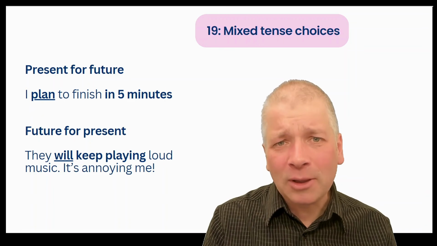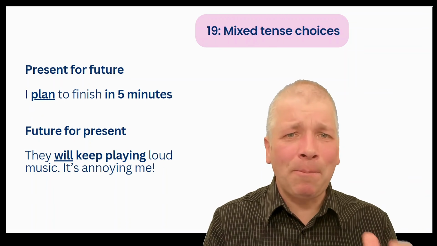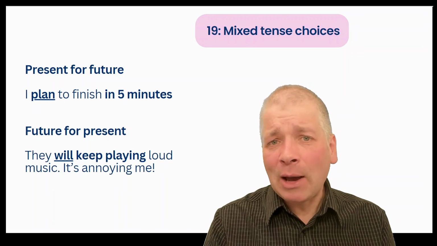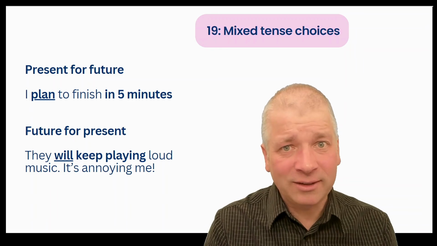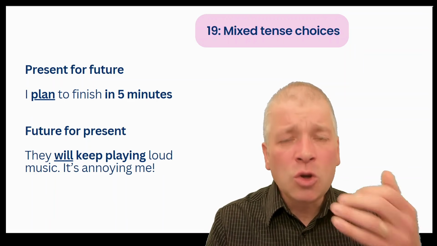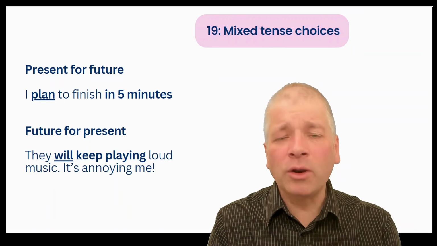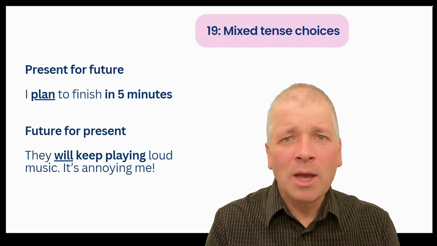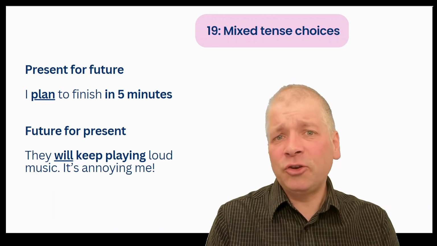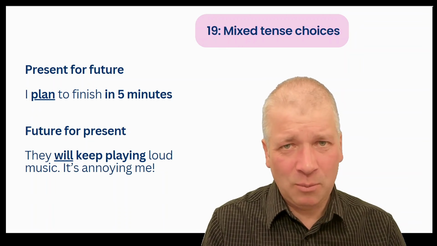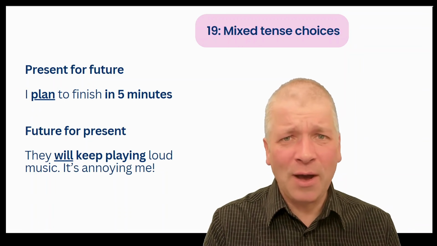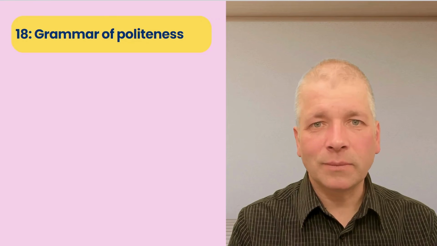Look at the example here. They will keep playing loud music. It's annoying me. Now here we use will, which normally indicates the future, but we use it to indicate an annoying habit that goes on over and over again. Use of the word will draws the attention to the fact it is annoying someone. They will keep playing loud music. They play it over and over again.